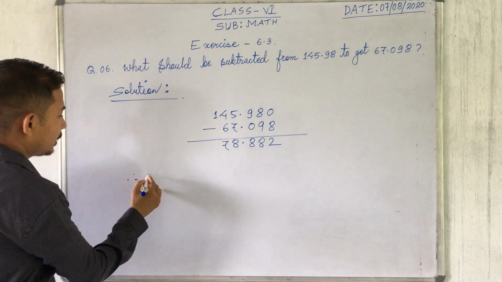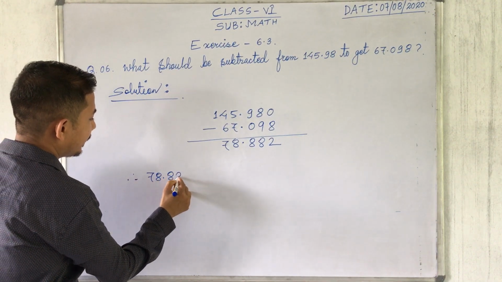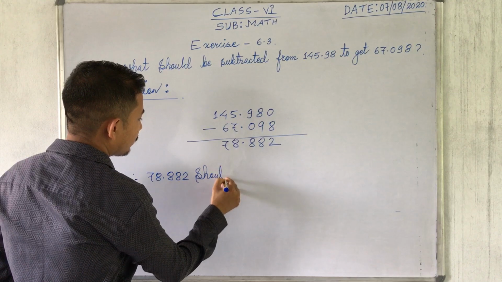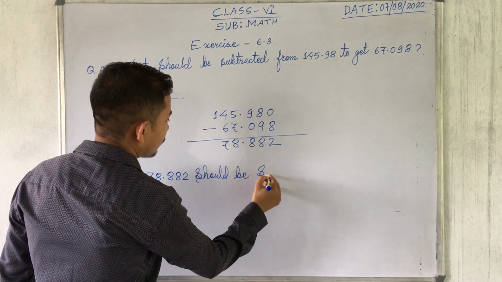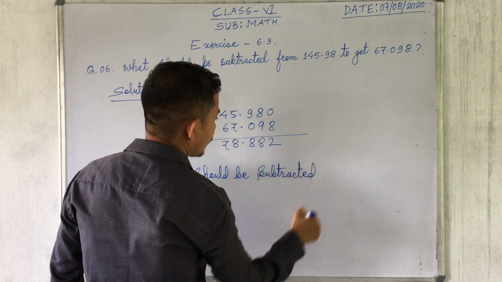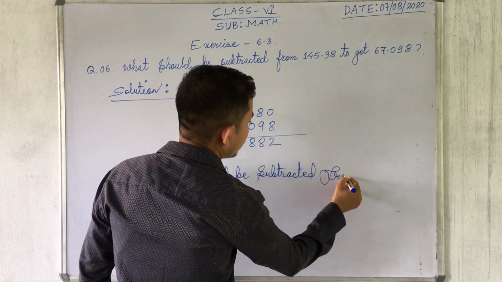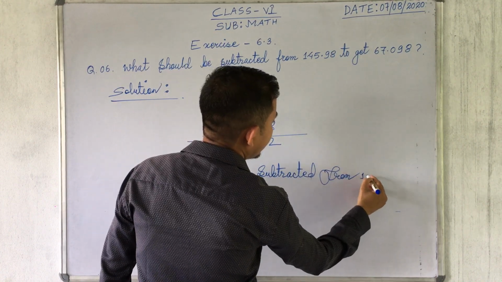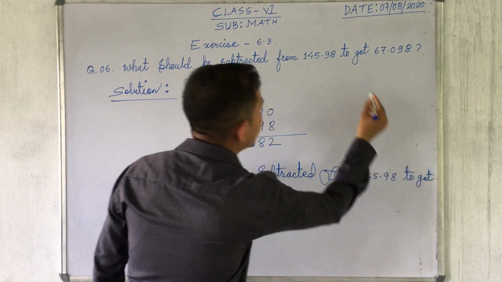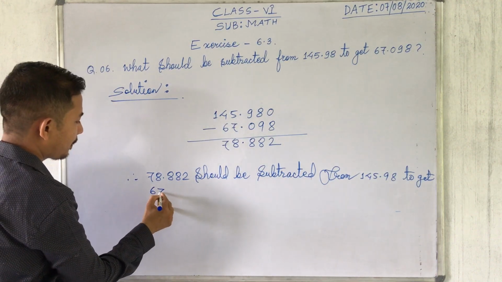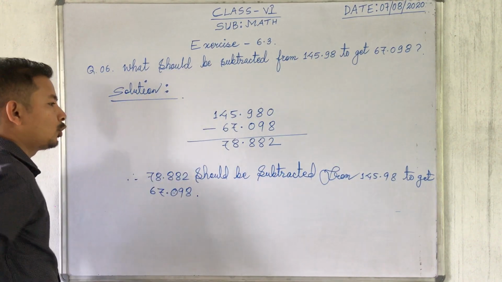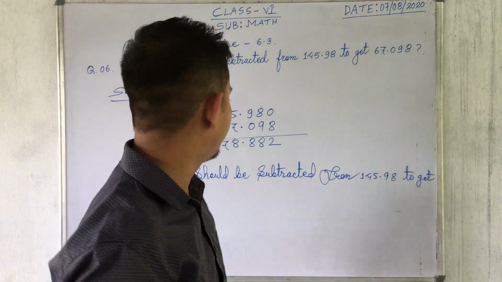We have to write, therefore, 78.882 should be subtracted from 145.98 to get 67.09. So this is done. Understood, children? It's very easy, okay?